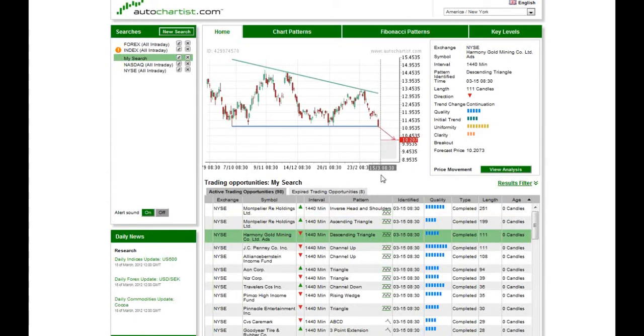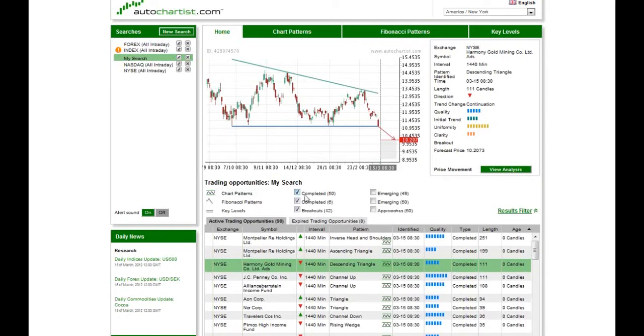Now, there's a little link in the middle of the screen on the right-hand side called results filter. I can open that up, and once you open that up, what you see is what I'm actually viewing on the screen, which are completed chart patterns, completed Fibonacci patterns, and completed key levels. Now let me explain what a completed pattern is. Let me untick a few of these, and click on emerging as well.